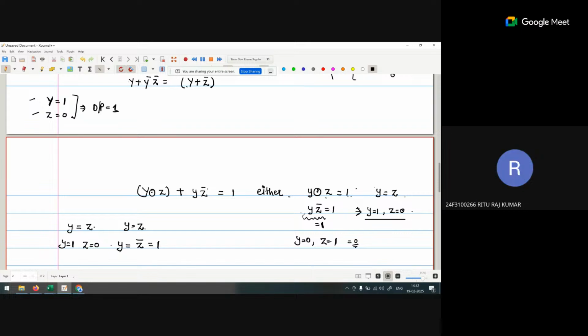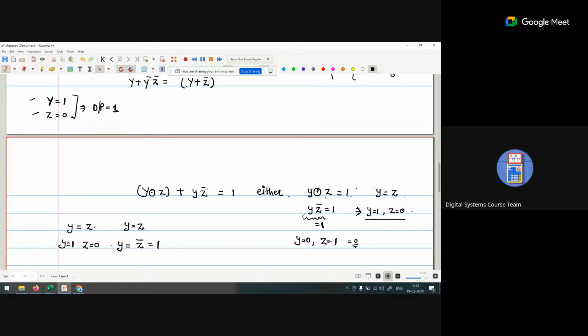Got it, sir. Clear? But sir, it seems contradictory. One equation is giving y equal to z equal to 0 and y equal to z equal to 1, and the other condition is giving y equal to z bar equal to 1. It seems contradictory. Yeah, it is contradictory.